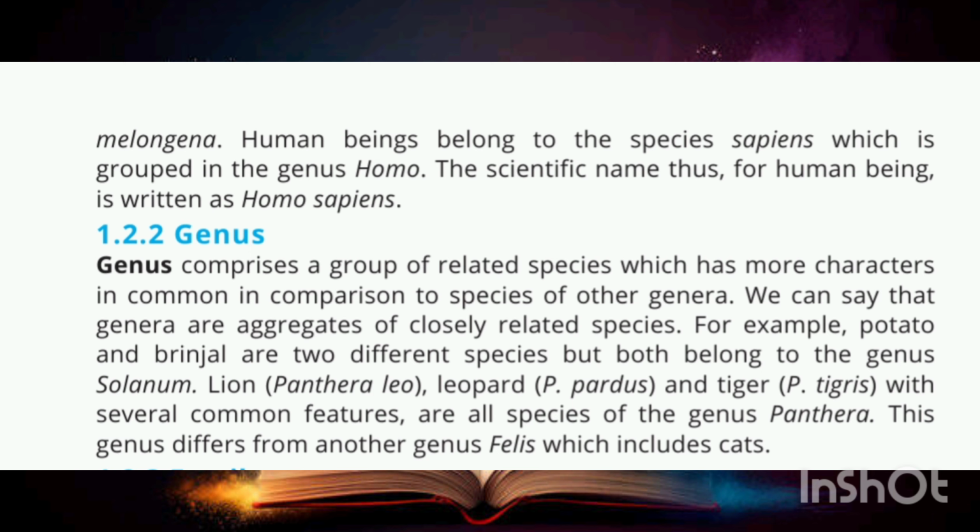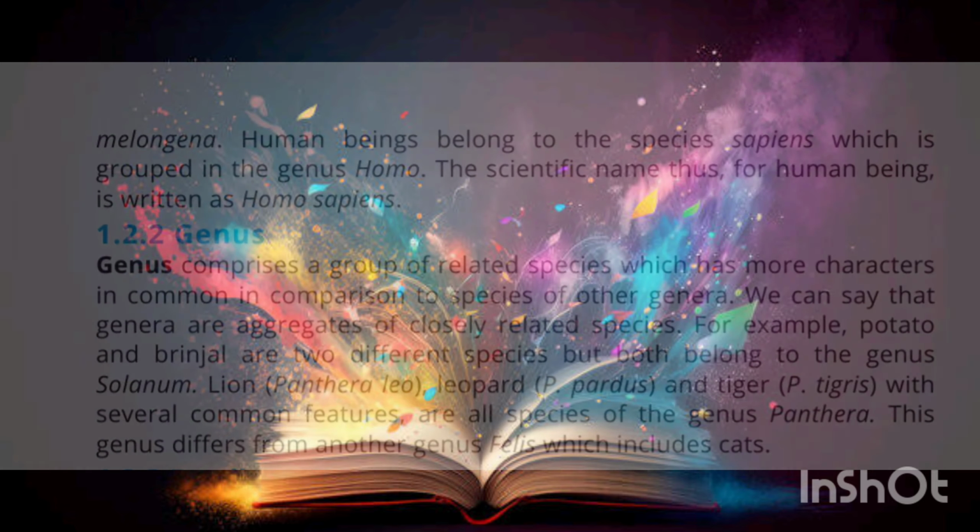For example, potato and brinjal are two different species, but both belong to the genus Solanum. Lion, Panthera leo, leopard, P. pardus, and tiger, P. tigris, with several common features, are all species of the genus Panthera. This genus differs from another genus, Felis, which includes cats.